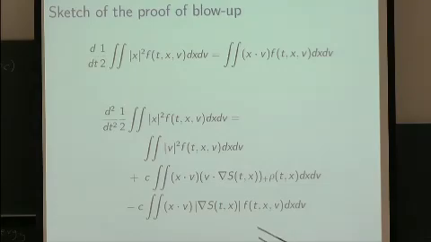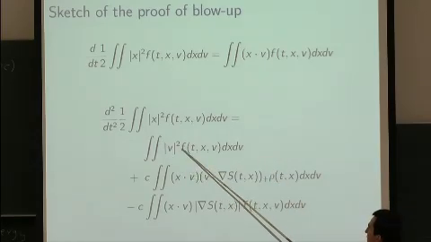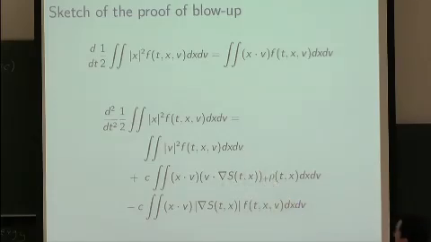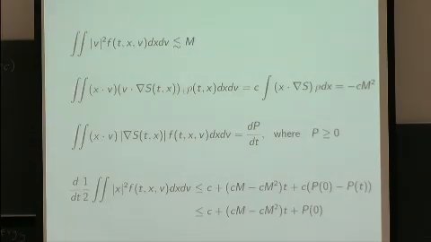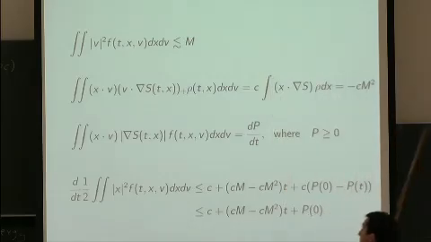So you differentiate it twice and you get a sum of 3 things. You get a term that behaves like this. V squared is exactly equal, that's exactly equal to V squared f(t,x,v). You get a term that looks like this. You have x dot v, v dot gradient positive part times rho, and you have a third term which is x dot v modulus of the gradient of s times f. And what can you do with these 3 terms? The first one is completely trivial because the velocities are bounded, so you just get rid of this and the rest is the mass. The integral of f is the mass, so that's less than the mass.